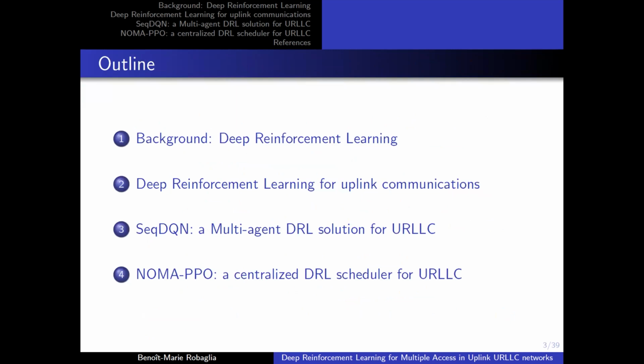So, a brief outline. Who doesn't know about deep reinforcement learning here? So everyone knows. Okay. I'm going to do a quick recap of the global ideas and the main algorithms. Then I'm going to present the main applications of what has been done for uplink communications. And then I'm going to propose two solutions, two algorithms we have developed, which are SARL and NOVA PPO.